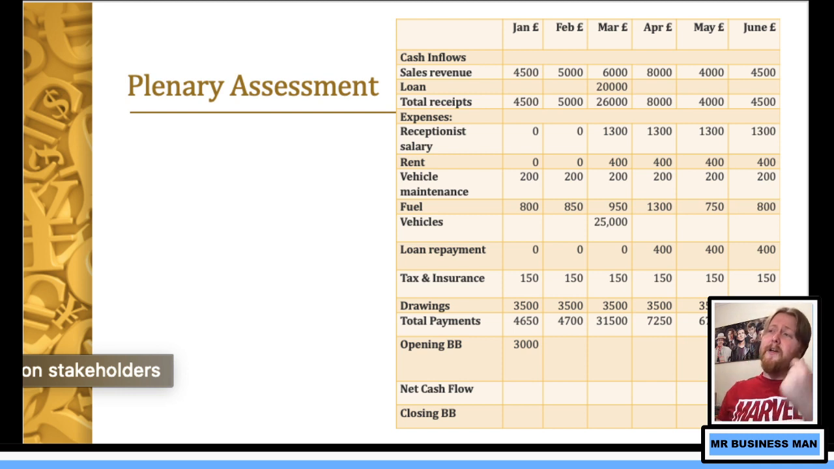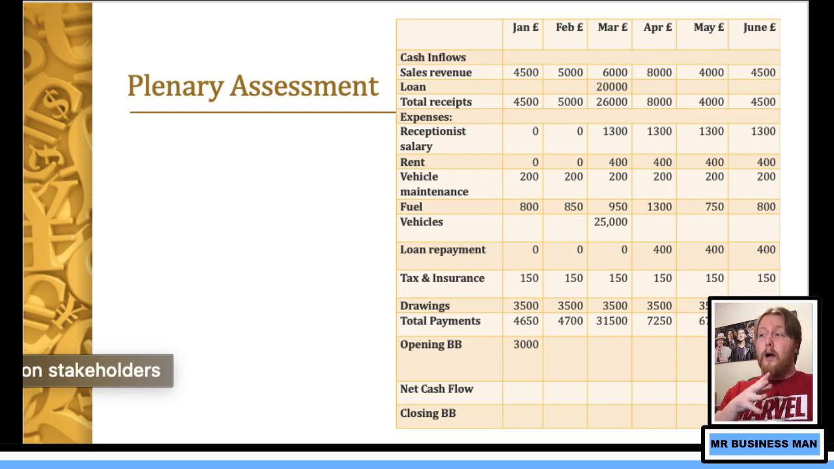Cash inflows at the top, we've got sales revenue, we've got loans, and we've got total receipts. So in this one, we've got two different types, two kinds of inflows: sales revenue and loans. Total receipts, then we've got all the different outgoings all the way down to total payments. And we've got opening bank balance, net cash flow, and closing bank balance.